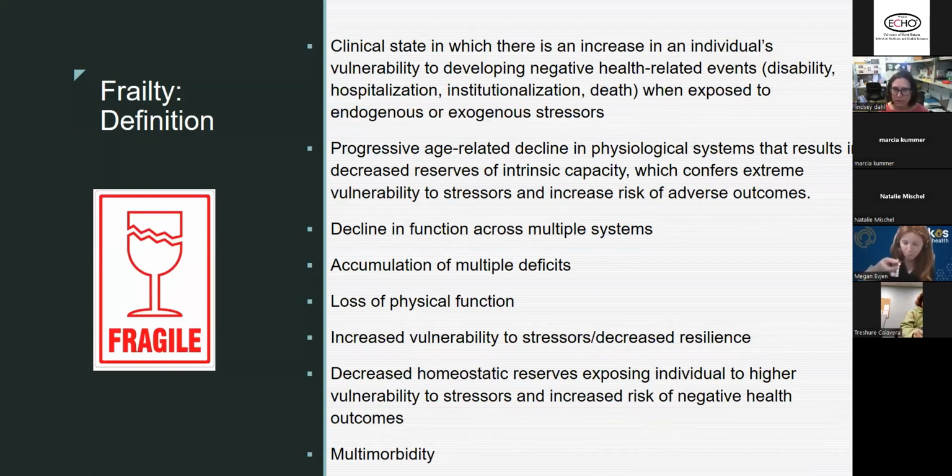Certainly loss of physical function, multimorbidity, a clinical state in which there's an increase in an individual's vulnerability to developing negative health-related events when exposed to endogenous or exogenous stressors. So I think it's a lot of loss of homeostasis, or the ability to deal with extra stressors. So you're kind of balancing, just hanging in there, and one little thing is going to tip you over the edge. So decline in function across multiple systems, loss of physical function, increased vulnerability to stressors, or decreased resilience. All these things, I think, help define what frailty is.